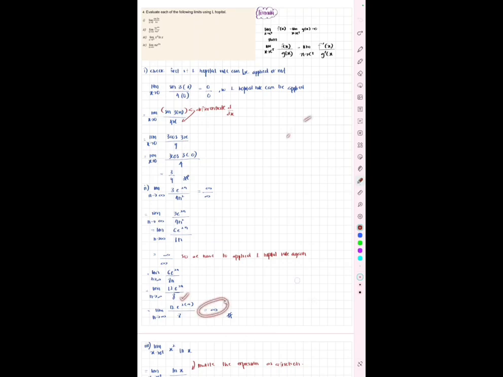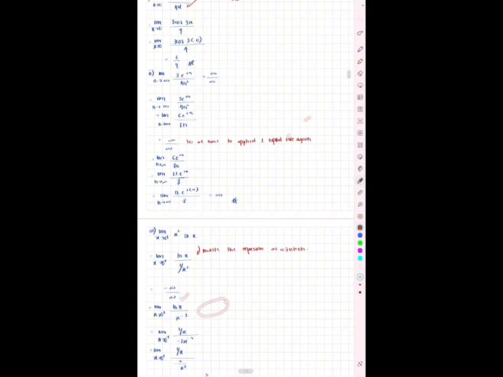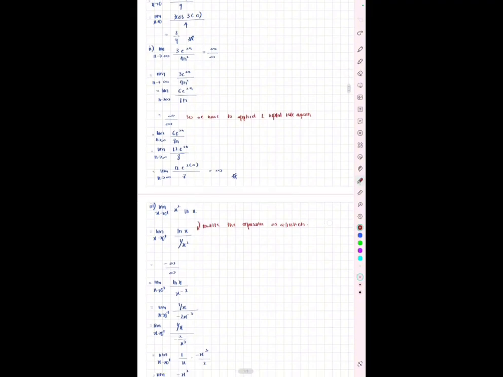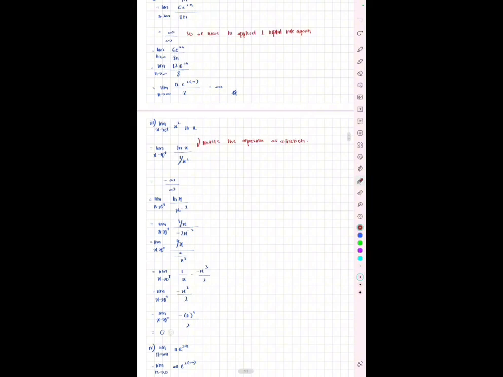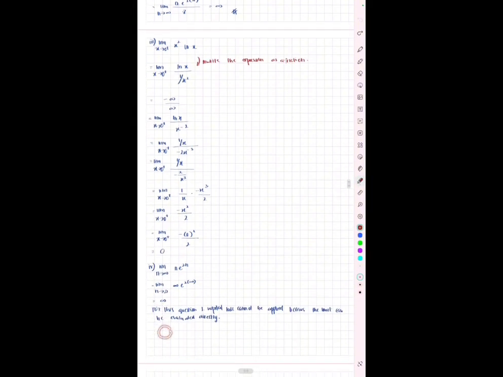For the third problem, this is a product, not a fraction. So to use the rule, we move x squared to the denominator as 1 over x squared. After differentiating, we simplify the complex fraction to get negative x squared over 2. So when we substitute 0, we got 0.